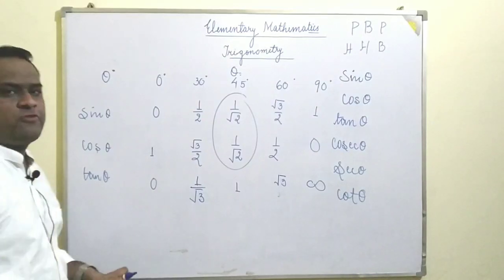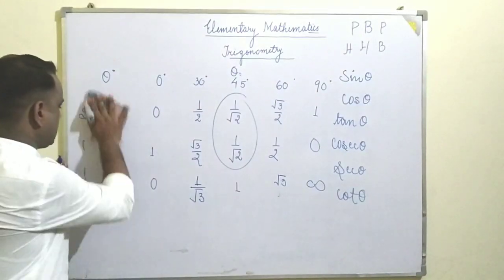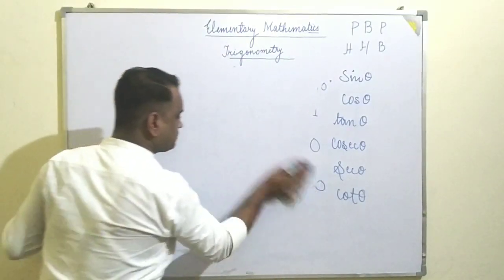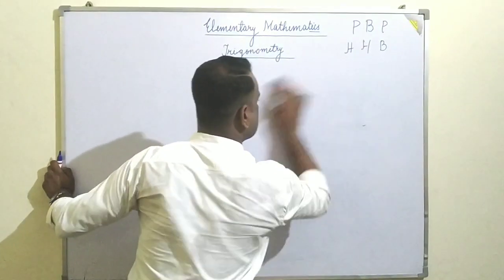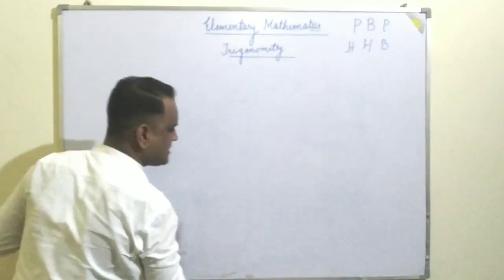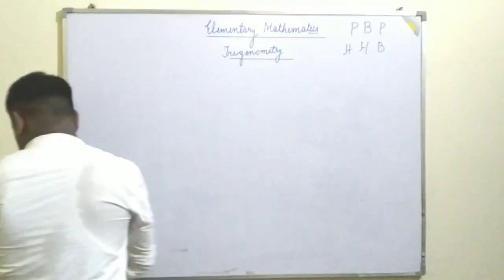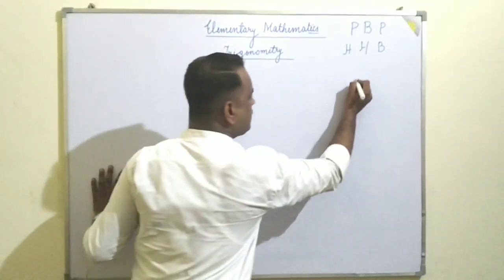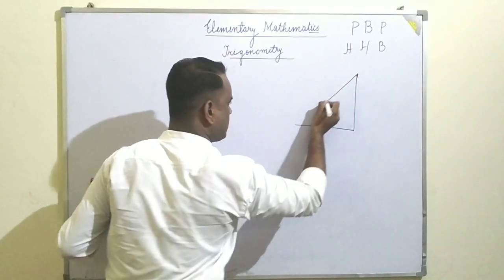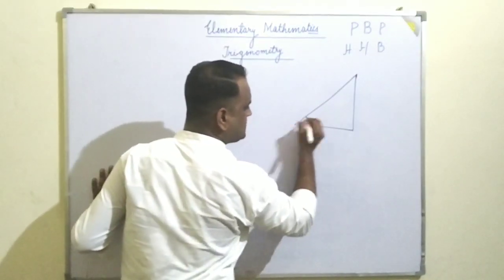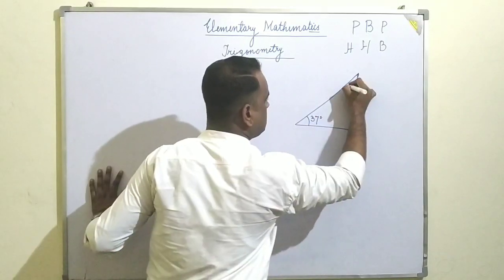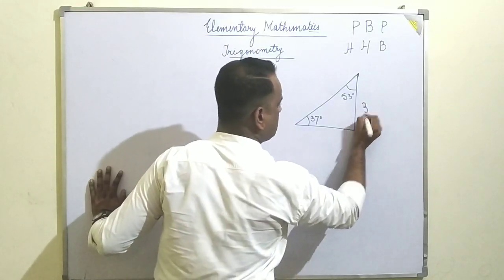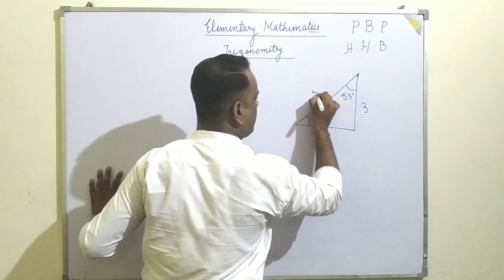So students, as you all have noted these points, let's move on to a very basic thing. A few values are asked frequently in your examinations, be it IIT JEE or NEET. If I draw a triangle, here theta is 37 degree and here theta is 53 degree. If the smaller side is 3 and the other is 4, then the hypotenuse will be 5.